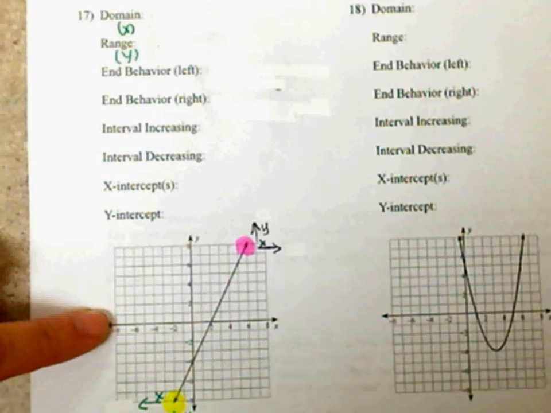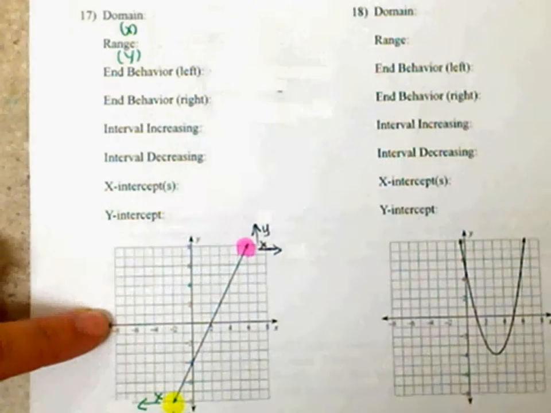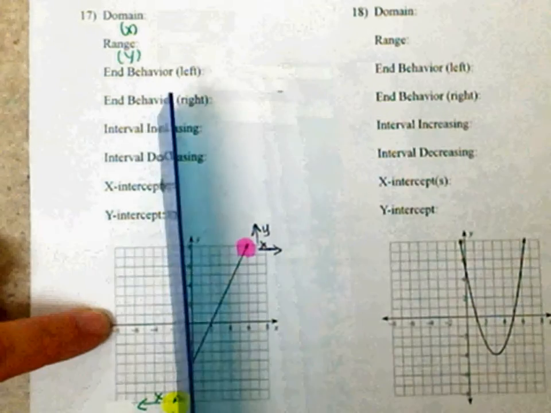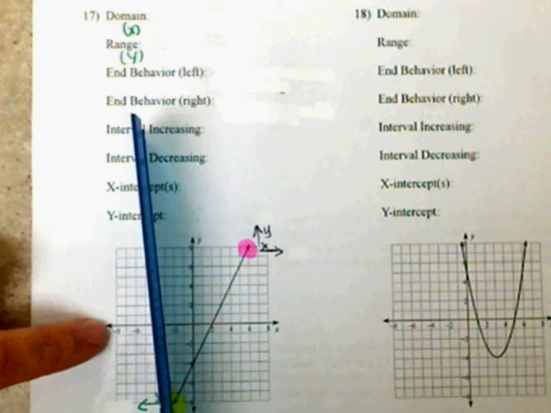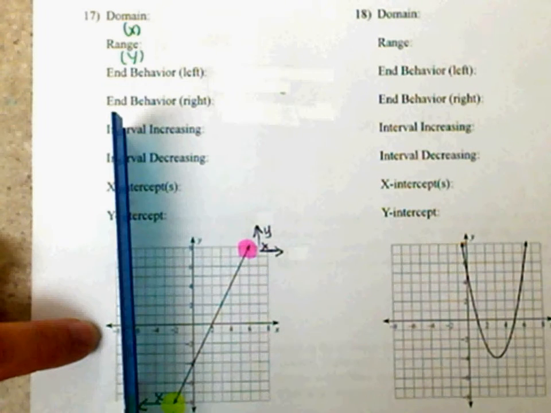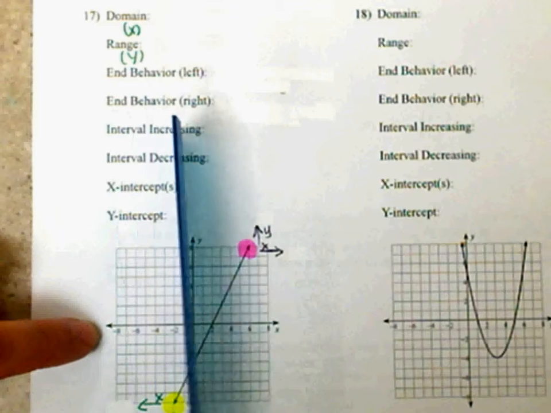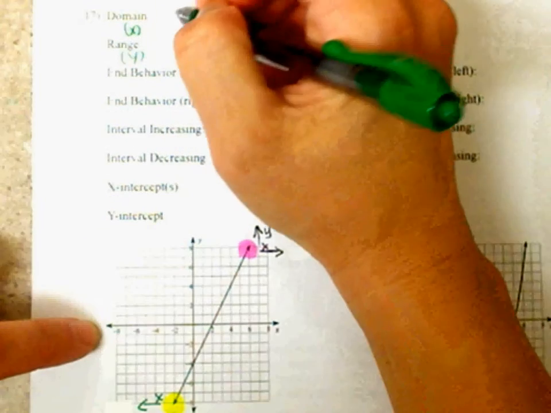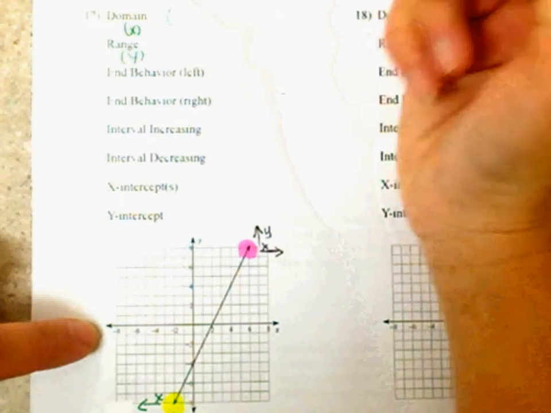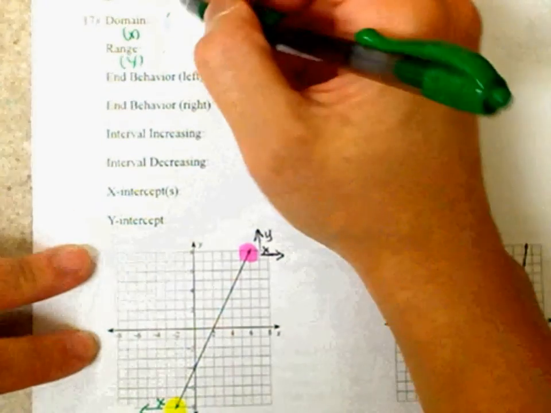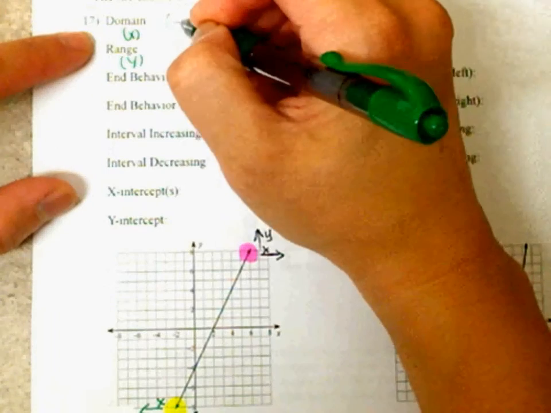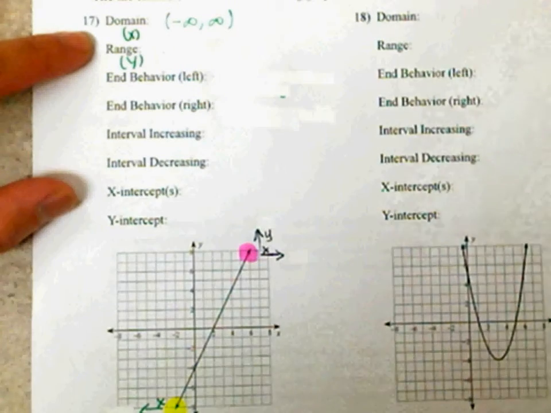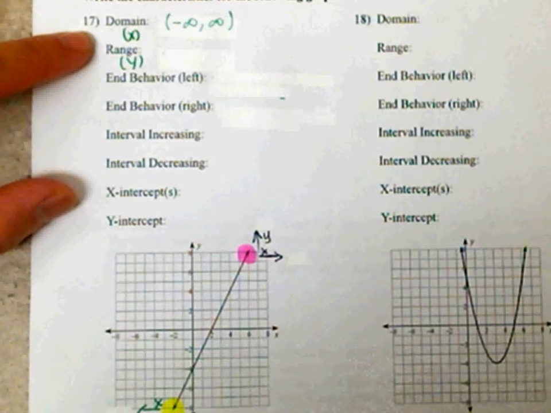Your domain is always your x value, and it goes from far left to far right. Your far left starts way over here, and it's approaching negative infinity. Your far right is approaching positive infinity. So you write your domain in parentheses. Your domain is always in parentheses if it is an infinity. So negative infinity to positive infinity. There you have your domain.